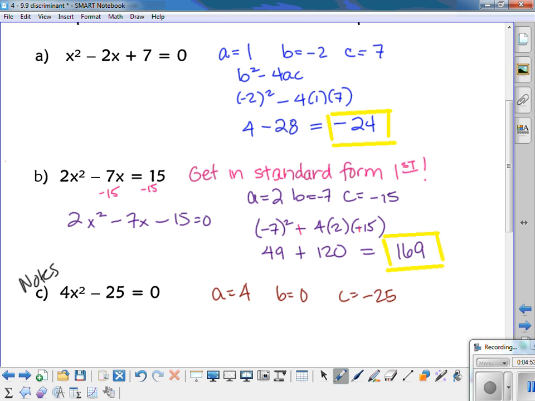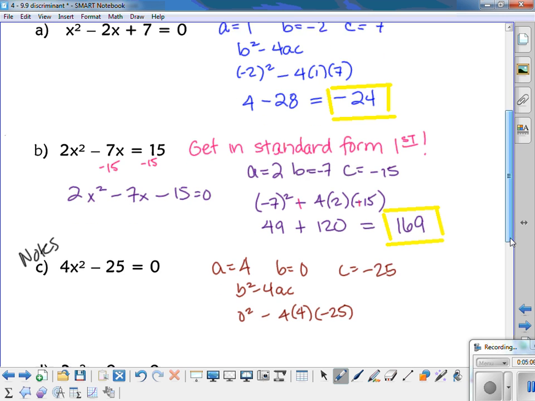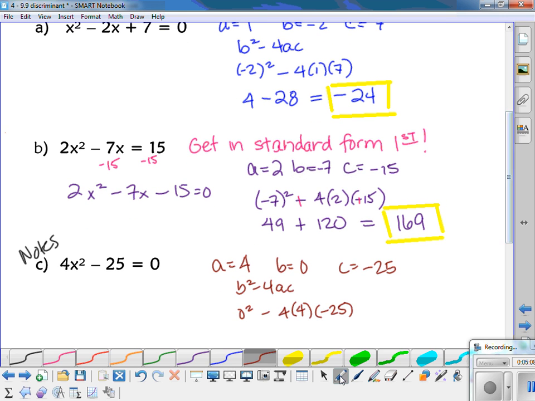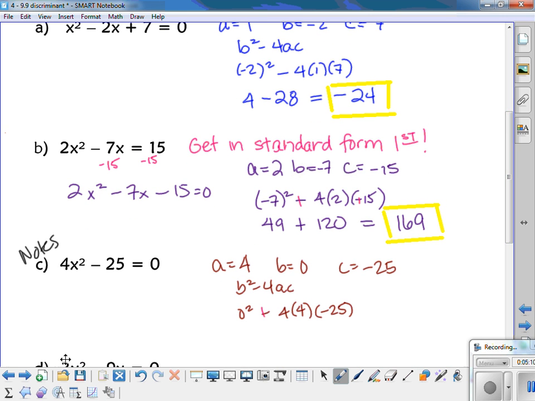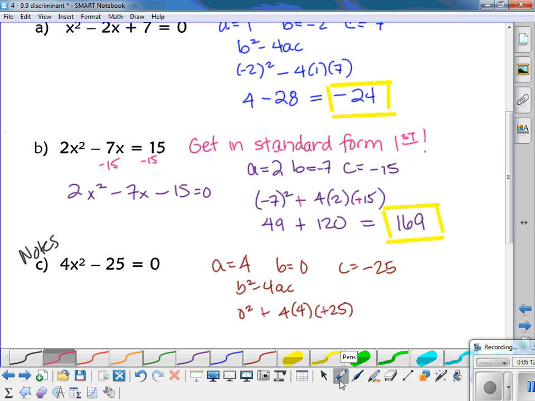So we put in b squared minus 4ac. And so I get b squared, 0 squared, minus 4 times a, which is 4, times c, which is negative 25. And so I have, again, I've got a negative times a negative here. And 4 times 4 times 25 comes out to 400.